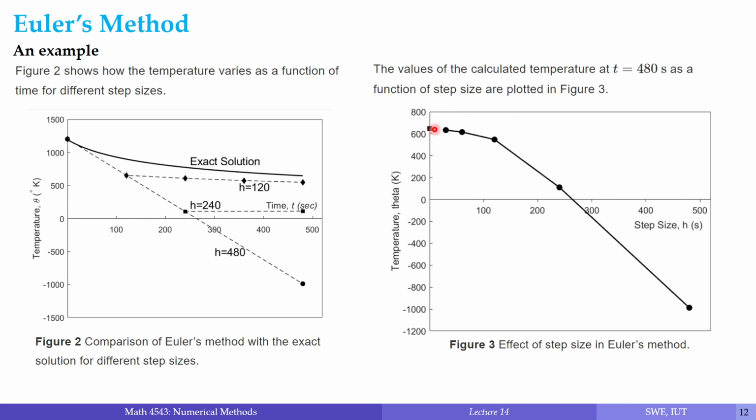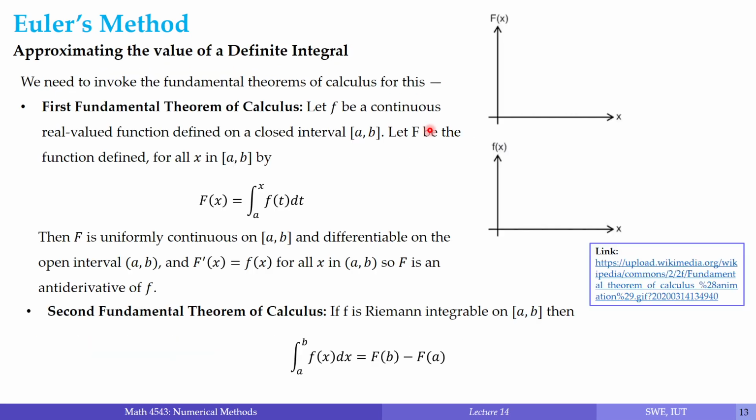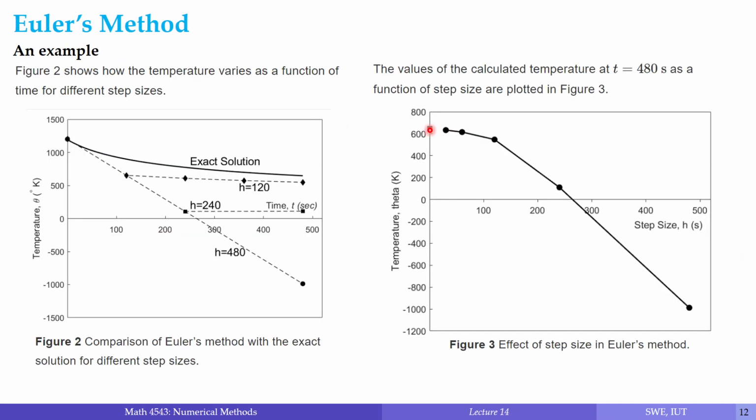So if we keep decreasing infinitesimally small, it converges to the exact value, right? Fine. So that's how an application of Euler's method can be done for a common physics problem. The thermodynamics problem, to be more precise.